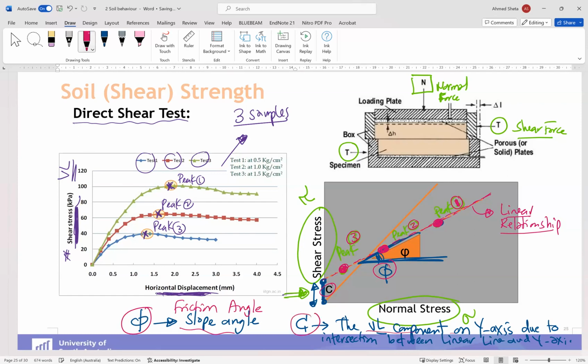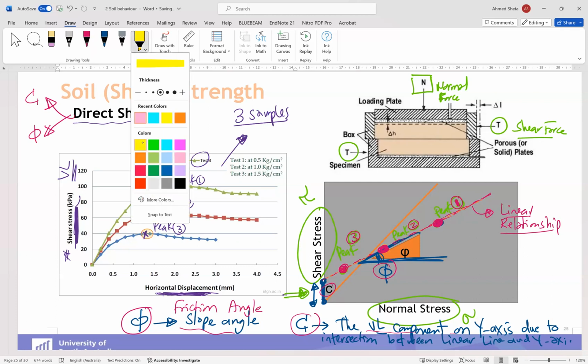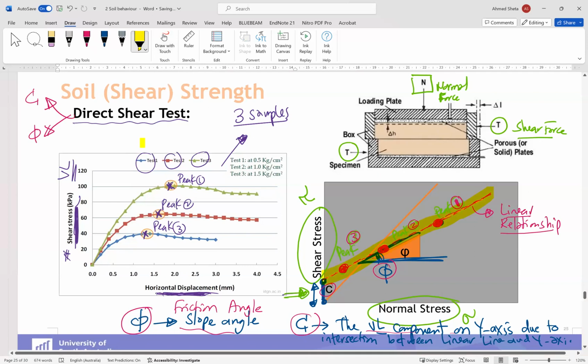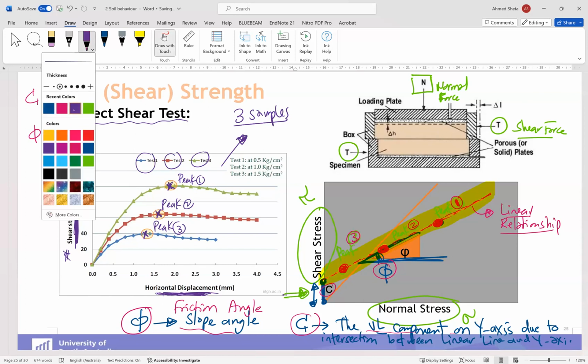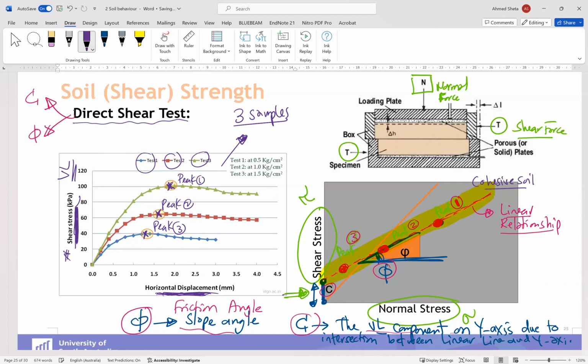Okay, so do you know now how to find C and phi? C and phi will come from this direct shear test. C for cohesion and phi for friction angle. For this case, for example, the test we have done, I will highlight it. This diagram, this yellow one, is for cohesive soil because it has C and phi.